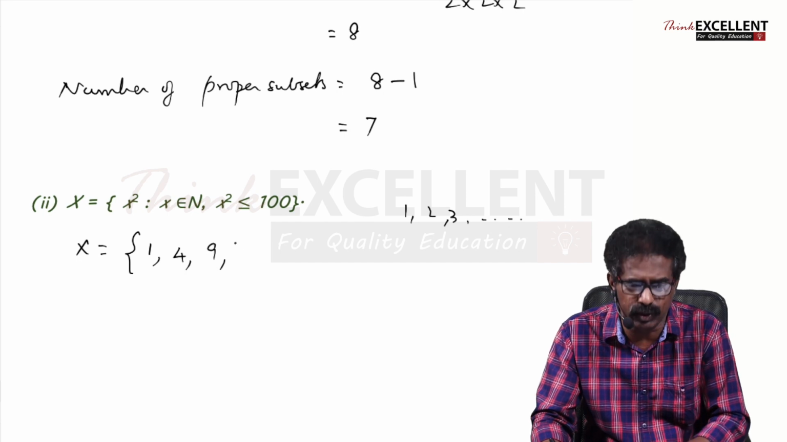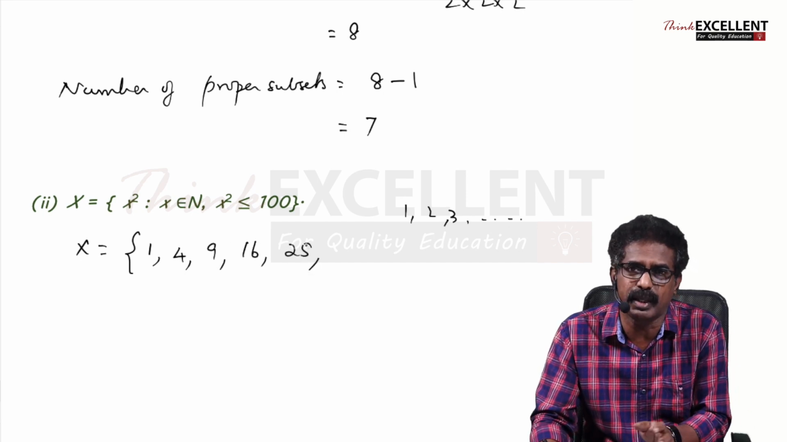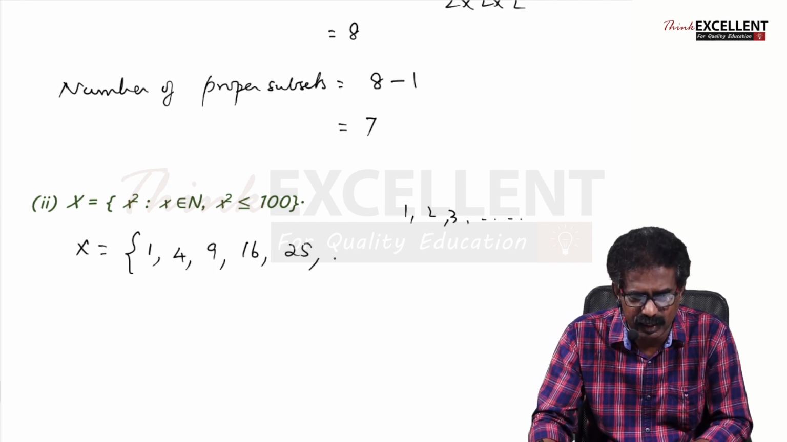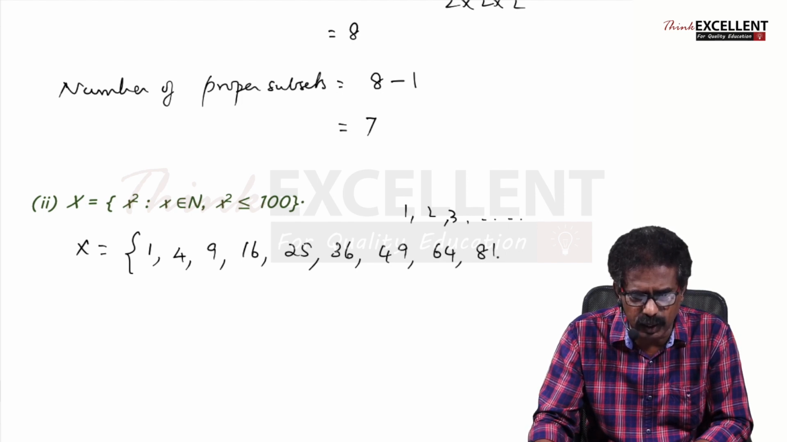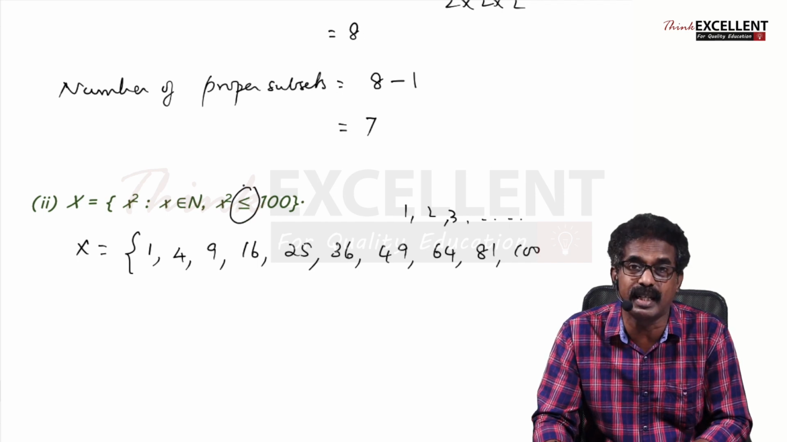3 square is 9, 4 square is 16, 5 square 25. You can take 25 because 25 is less than 100, right? 6 square is 36, 7 square 49, 8 square 64, 9 square 81, 10 square 100. 100 is allowed because it is less than or equal to 100. Up to 100 you can take.